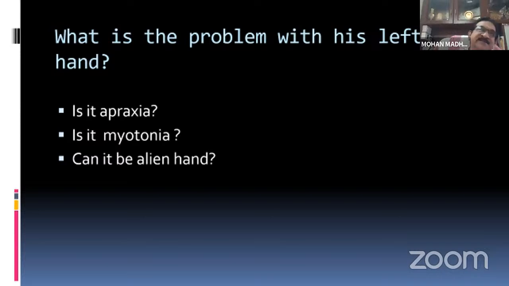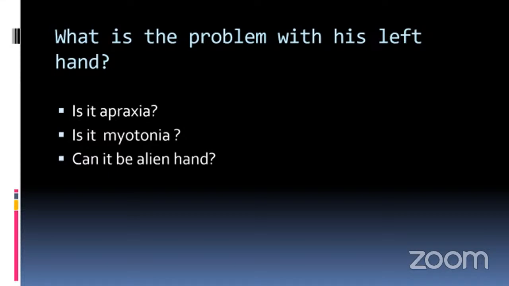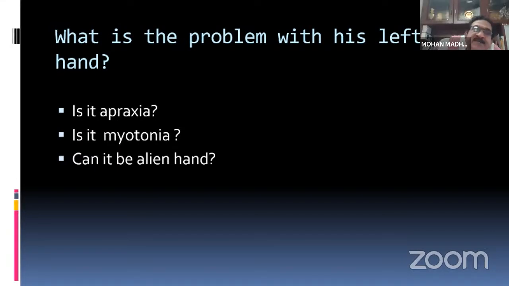Okay, it is not apraxia, because in apraxia by definition the weakness should be absent and the sensation normal. Apraxia by definition is inability to carry out a learned motor act. This is only unable to release the grip. All other activities he could do with the hand. Okay, so that is not an apraxia. Secondly, it is not alien hand.